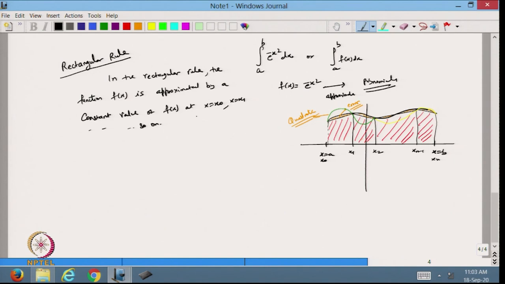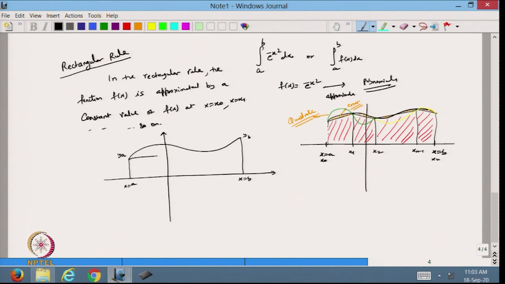So this way we can define it. For example, suppose I have a function given to me. This is my x equal to a, and this is my x equal to b. Now I will split this one. First, I can approximate this function by the value of the function given here. So this is my y0, and this is y at a, and this is yb. If I have the two values, then I can approximate this function with a straight line. This is the value of the function.